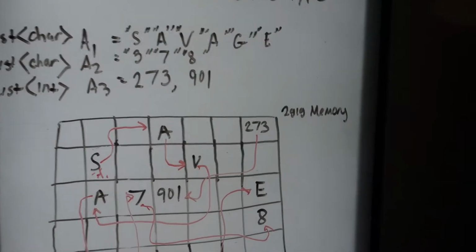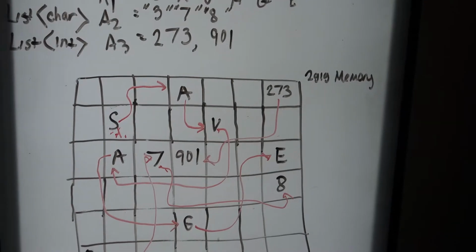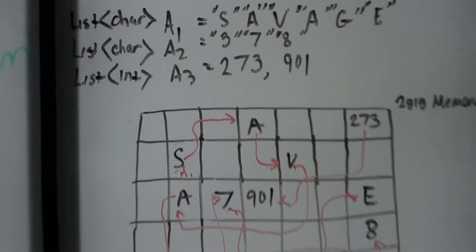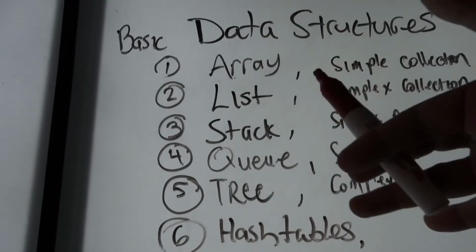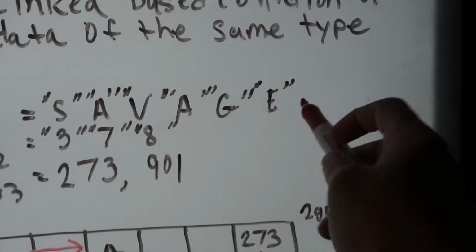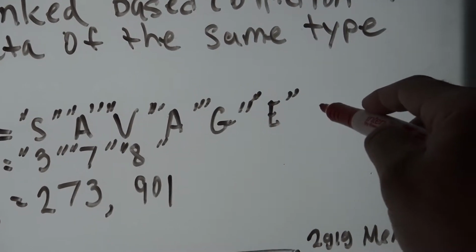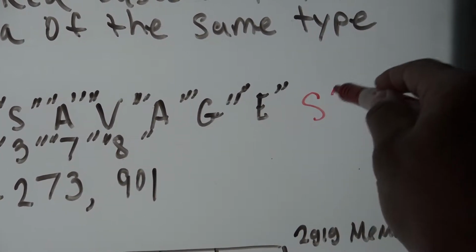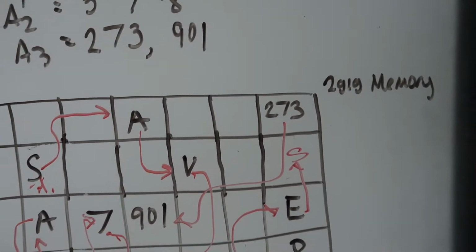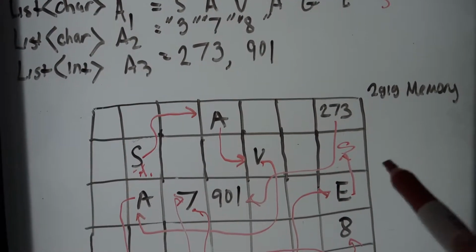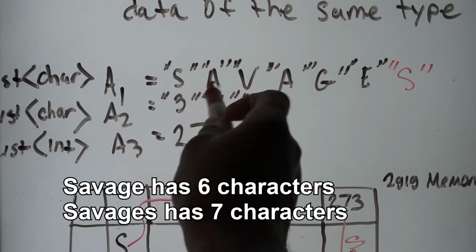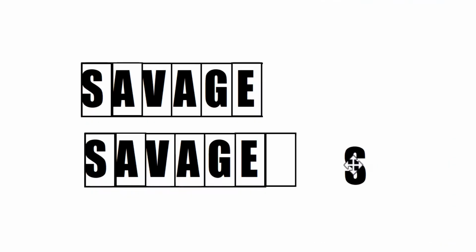A linked list has this advantage because you could create stacks, queues, trees, and hash tables based on the links we have here. With an array, once you hit the end of an array, that's it. You'll have to create an entirely new array to add savages. If I want to create the word savages and add this S to the end, I could just go to the E and then link it to the S. In an array, I would have to create an entirely new array of the size savage plus 1, so a new array of size 1, 2, 3, 4, 5, 6, 7, and then put the S at the end.